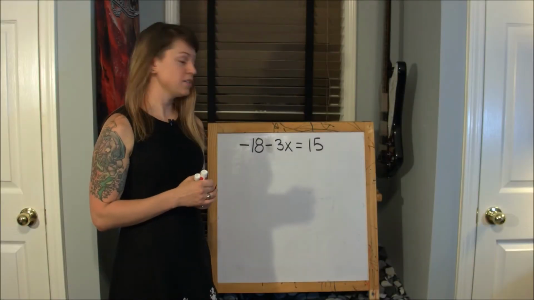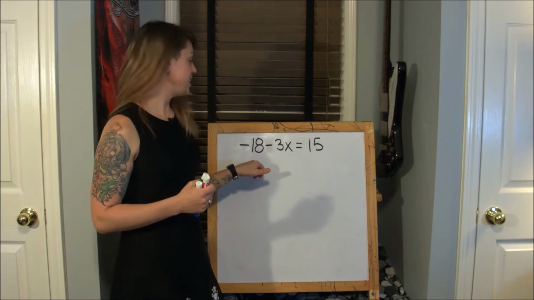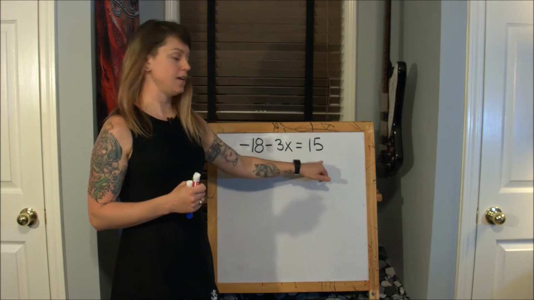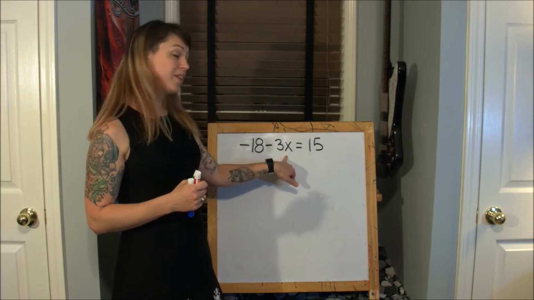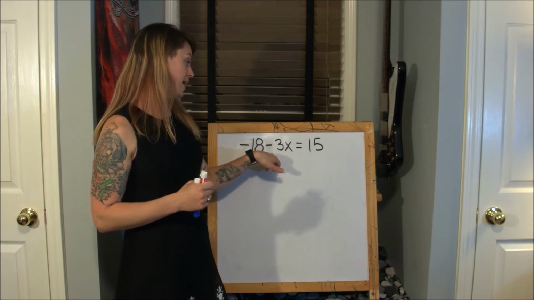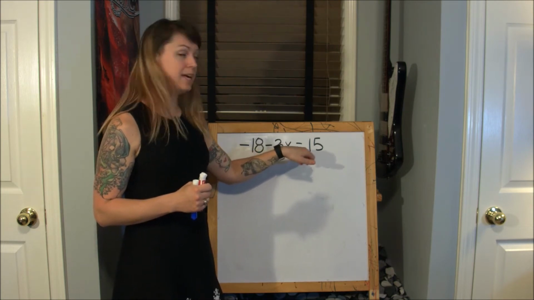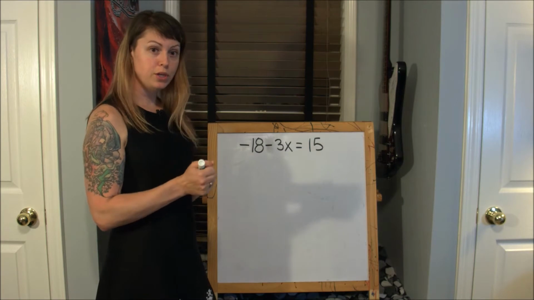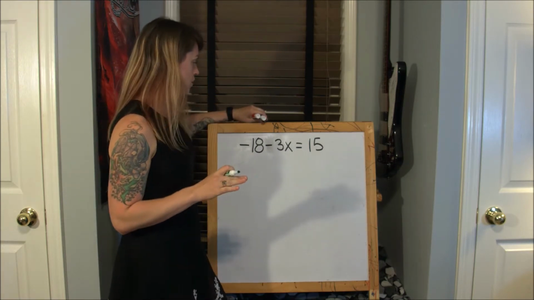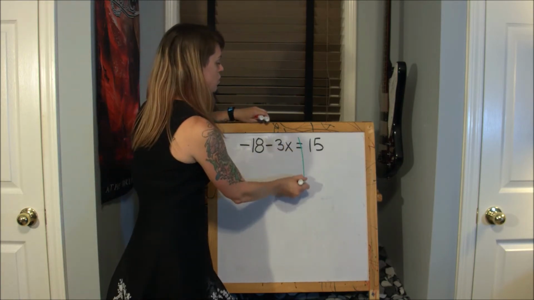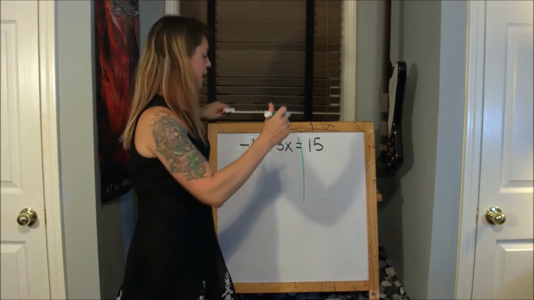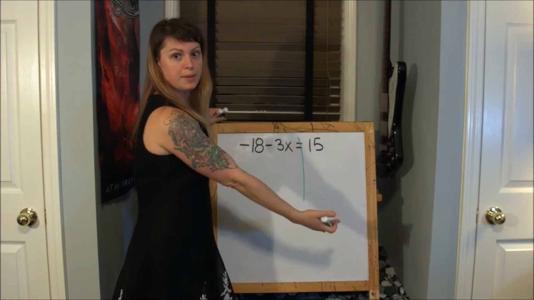All right, so we're going to go ahead and solve this equation. I've got negative 18 minus 3x equals 15, and I need to solve for x. So what this is saying is negative 18 minus 3 times something is 15. And if we use our inverse order of operations, I always like to draw a line down my equal sign. Anything you do on this side, you do the opposite to the other.